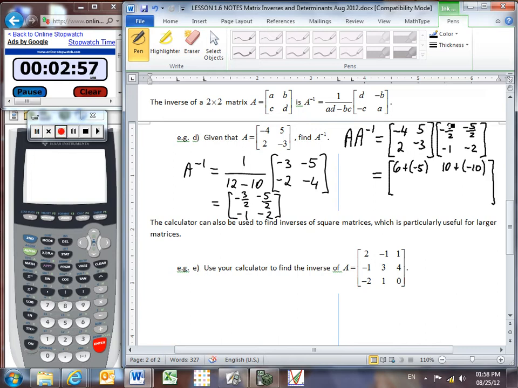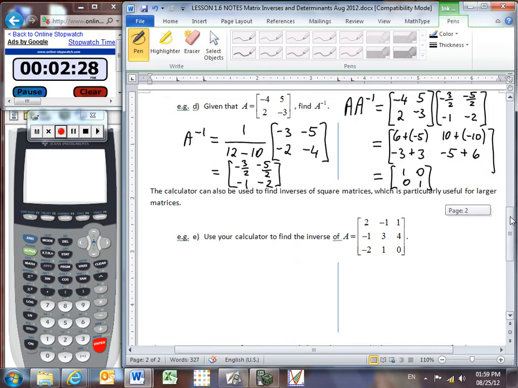Second row, first column, 2 times negative 3 over 2 is negative 3. Negative 3 times negative 3 is positive 3. And second row, second column, 2 times negative 5 over 2 is negative 5. And negative 3 times negative 2 is 6. And as you can see, we do get 1, 0, 0, 1, the identity, which proves that this matrix is indeed the inverse of matrix A.